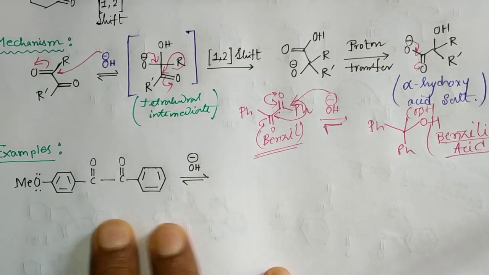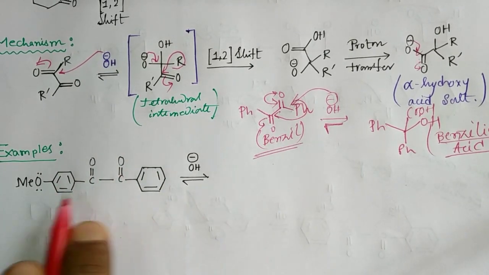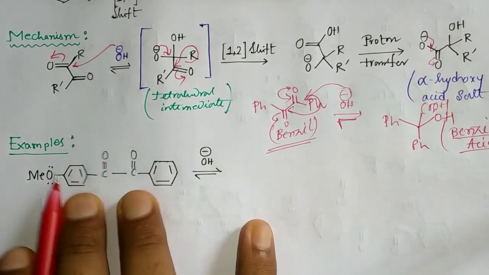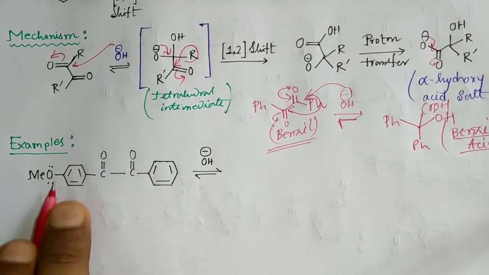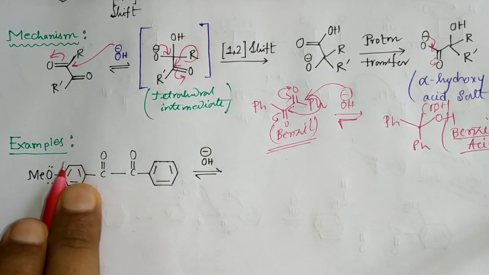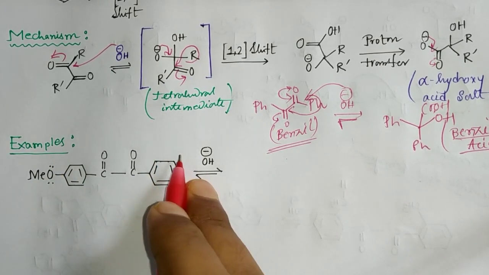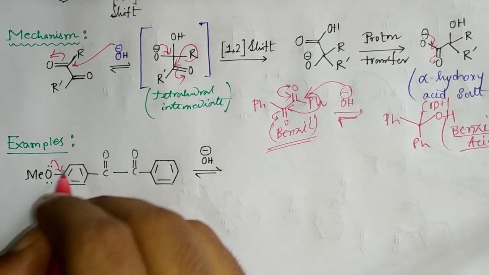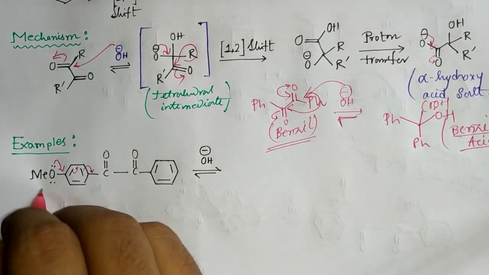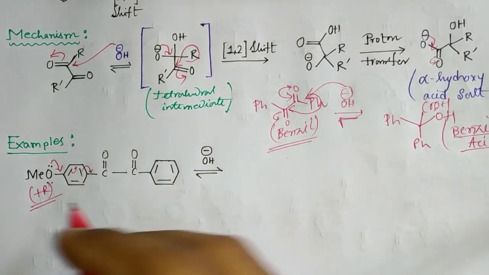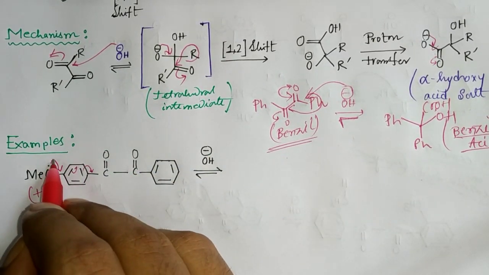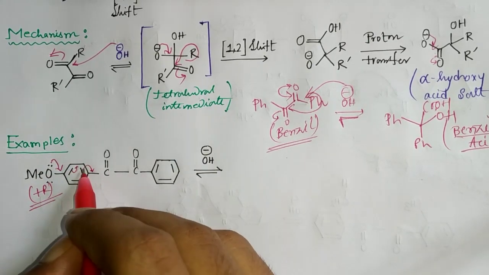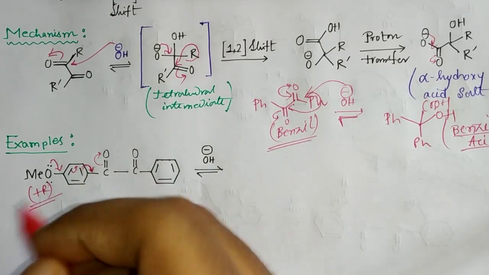So for the first example, I am taking two different types of carbonyl over here. You can see that here you have a methoxy substituent on this phenyl group, and over here you have only the phenyl group. Now we all know that the OMe group has a plus R effect, and it will donate its oxygen lone pair of electrons to this center, and these bonds go over here, and these bonds go over here, like this.